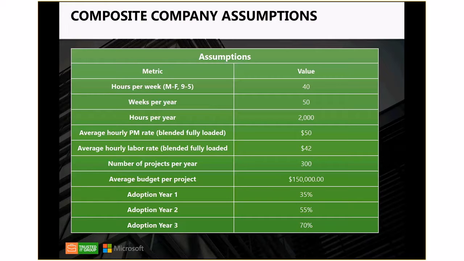I have this Excel sheet already plotted out for you to just go ahead and plug and play all sorts of numbers. I can't wait to show you guys later. So adoption year 1, we're going to assume 35%. Adoption year 2, we're going to assume 55%. And adoption year 3, we're going to assume 70%. Now, we could talk about what will help with the adoption until we're blue in the face. So, we could talk about that offline.